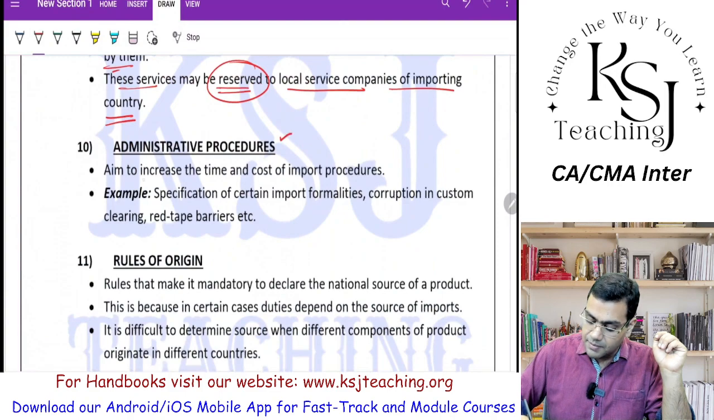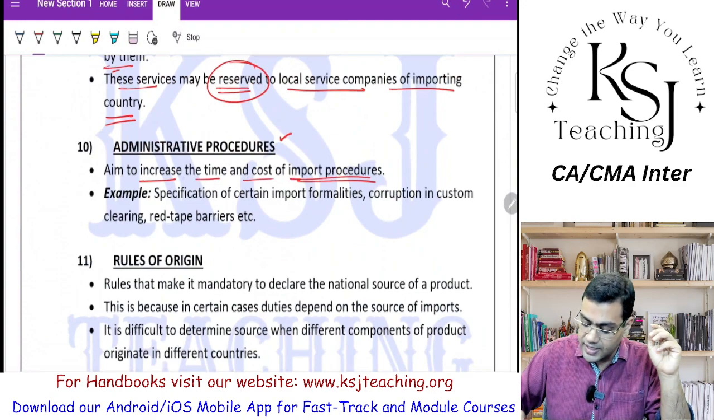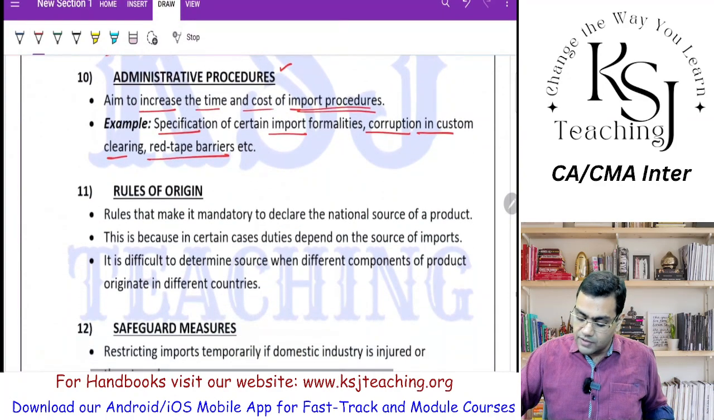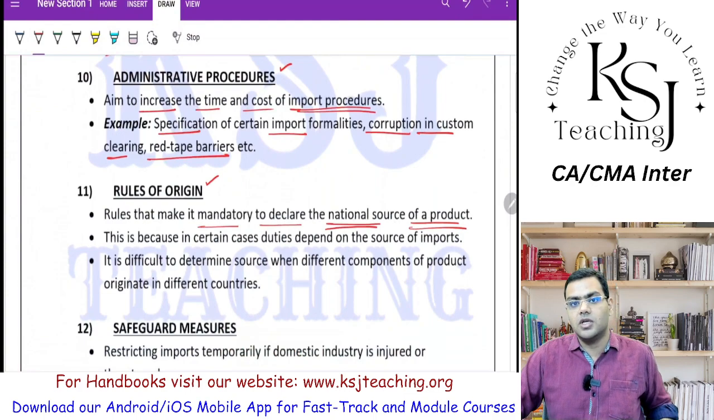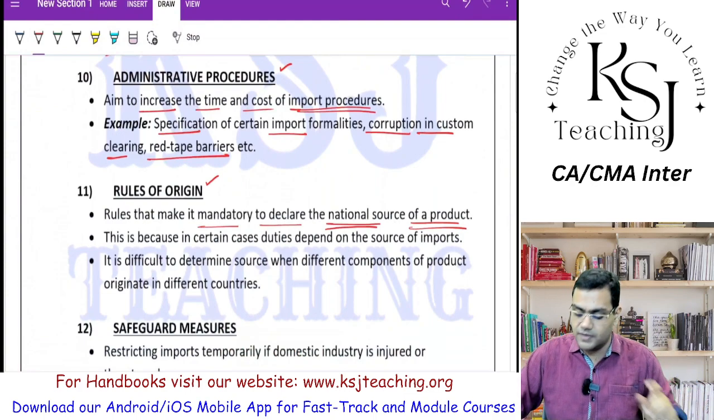Administrative procedures aim to increase the time and cost of import procedures so that people are discouraged from importing. Specification of certain import formalities, corruption in customs clearing, red tape barriers, and all those things are there, right? The rules of origin are rules that make it mandatory to declare the national source of the product. They say if you want to export your product, you have to put on the product that this is the originating source of the product, right?